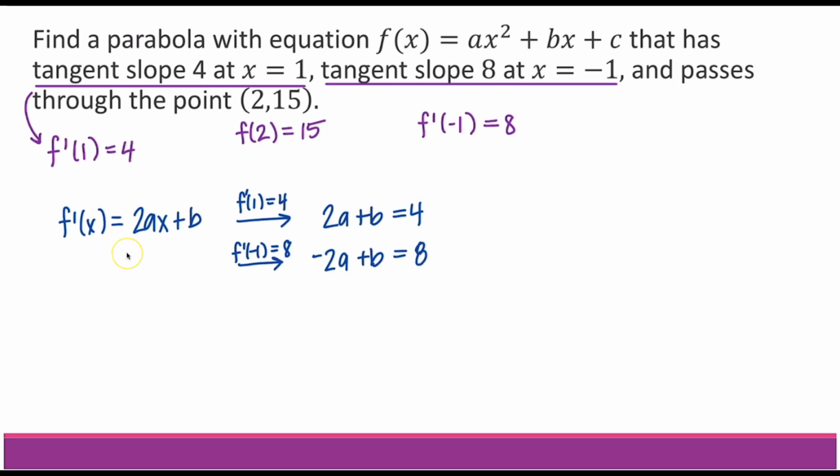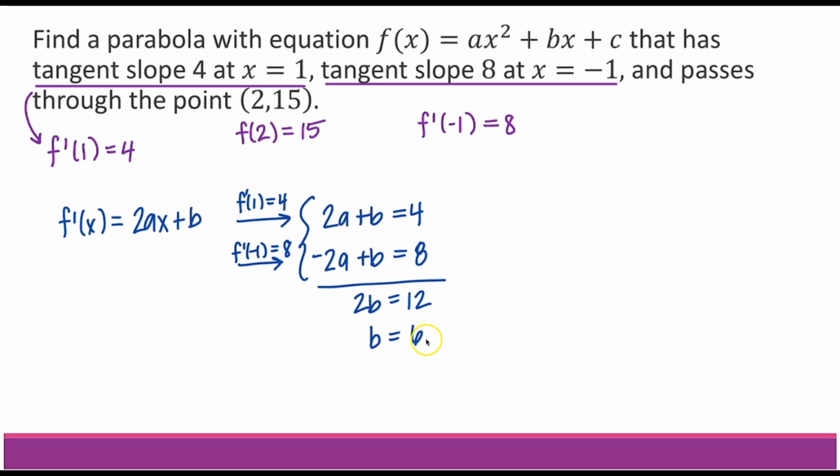Notice what I've just created here. I've created a system of equations using my 2 derivative pieces of information. Now I can solve this system to find a and b. This is set up nicely to use the elimination or addition method. If I just add these 2 equations together, 2a minus 2a is going to cancel. So I'm just going to end up with 2b is equal to 12 if I add down. So b is equal to 6.